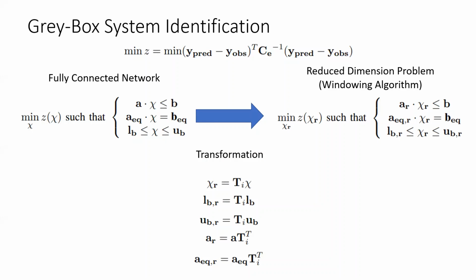Such reduced form is obtained through a simple matrix multiplication. The contribution of this paper is to provide the algorithmic way for the windowing technique, including the derivation of the transformation matrix, TI, for different representations.